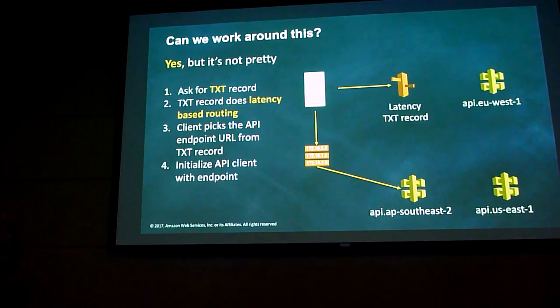And so what happens is when the client starts, it basically makes a dig, or queries that DNS, and says, hey, give me the TXT record you have. Route 53 is configured to do latency-based routing, and it'll say, oh, you're there, so this is the fastest TXT record for you. And then the client takes the API endpoint out of that TXT record and uses it to initialize the SDK. It's pretty hacky, but we'll go over it.